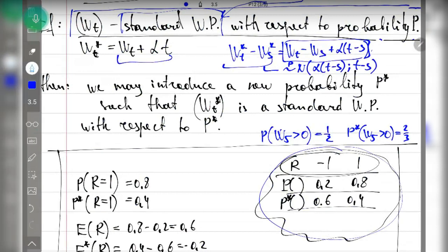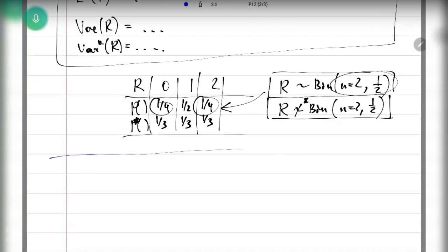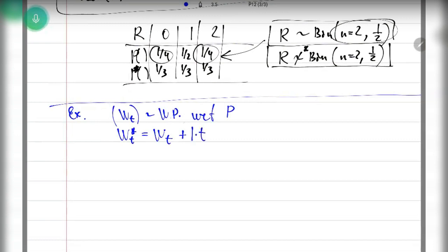Okay, let's provide a specific example. Maybe it will be better. Let's consider the exercise. WT is a Wiener process with respect to P, and WT star equal to WT plus, let's say, 1 times T is a Wiener process with respect to P star. There are two probabilities, P and P star.